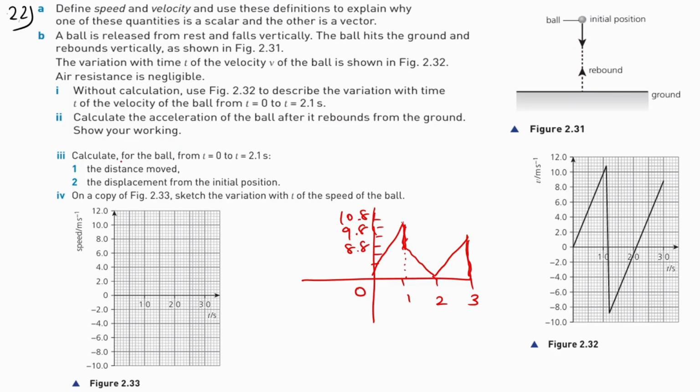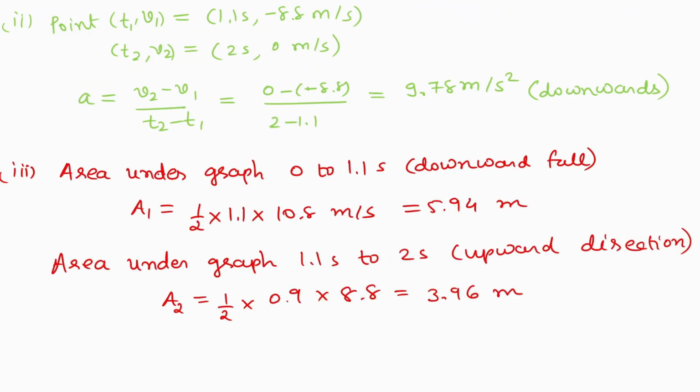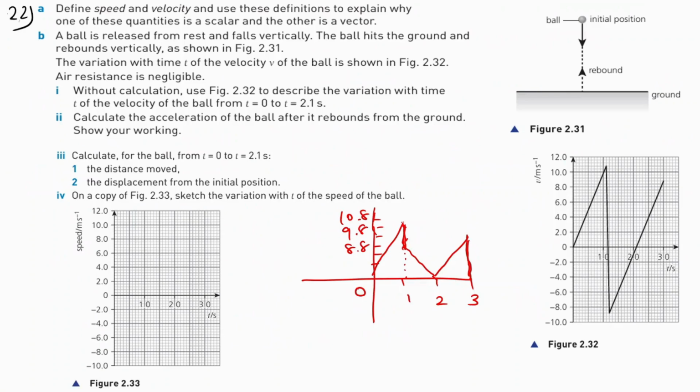Now question number three is: calculate for the ball from t equal to 0 to 2.1 seconds the distance moved and the displacement from the initial position. As we know, we find the displacement from the v-t graph using the area, as we did in question number one as well. So we have to do it for 0 to 2.1 seconds.